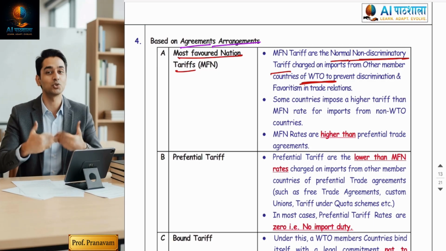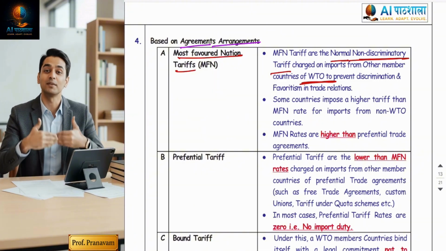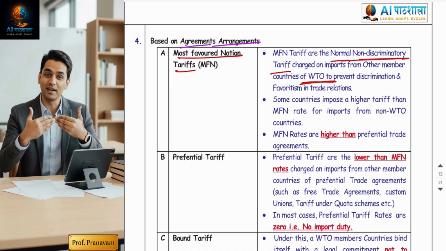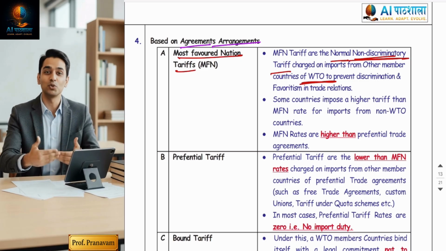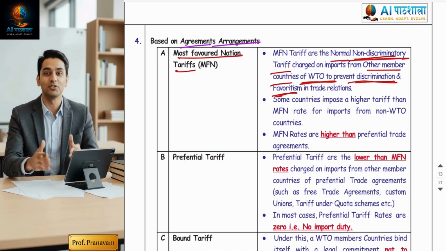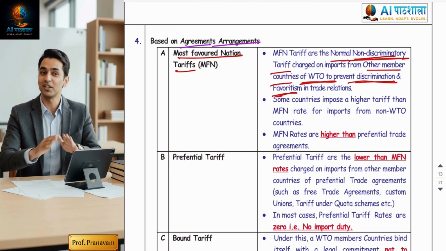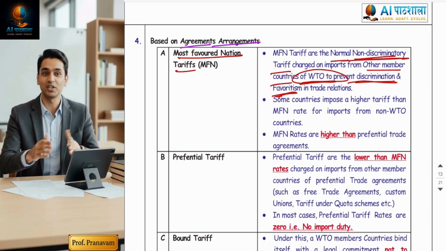World Trade Organization has many members. So WTO came up with most favored nation, that one member country cannot do discrimination between other member countries. Okay, so this is called non-discriminatory tariff. Charge on import from other member countries also, to prevent discrimination and favoritism. Okay, to stop favoritism, this concept is there. So MFN tariff actually is a normal and non-discriminatory tariff applied only to WTO members and prevents favoritism. It is used to prevent favoritism.